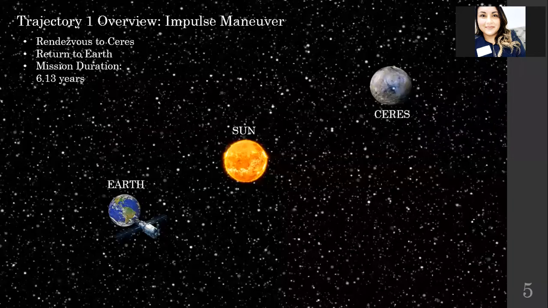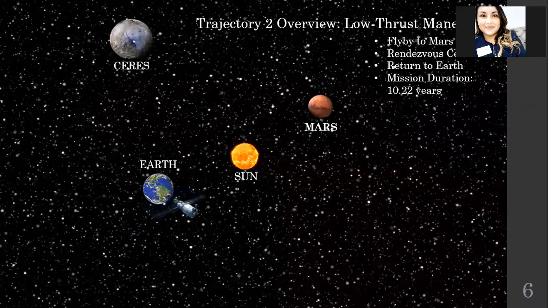Next slide. This is the basic trajectory of the first mission. It departs from Earth, arrives to Ceres, and returns to Earth. Next slide. This is the basic trajectory of our second mission. It departs Earth, does a flyby with Mars, arrives to Ceres, and returns to Earth.